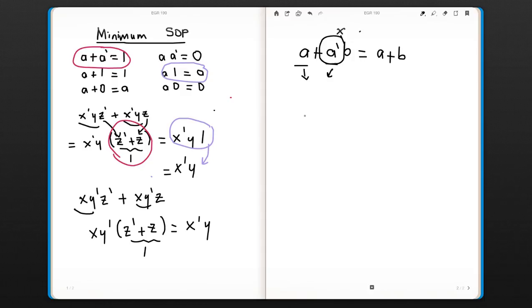An example would be, another example, x or x not y is going to be x or y. Or you can also write it this way, x not plus xy. Now this term is complemented here, therefore this is going to go. So x naught plus y.